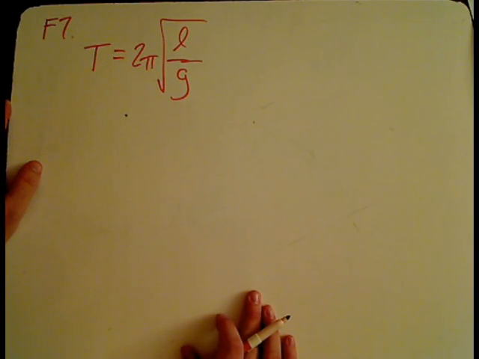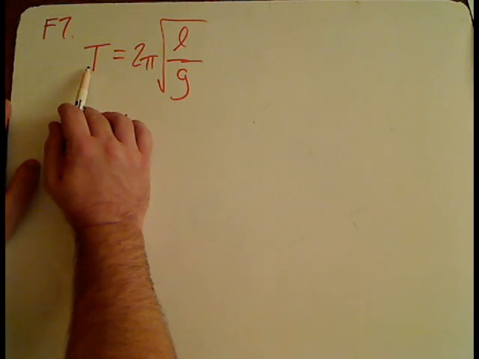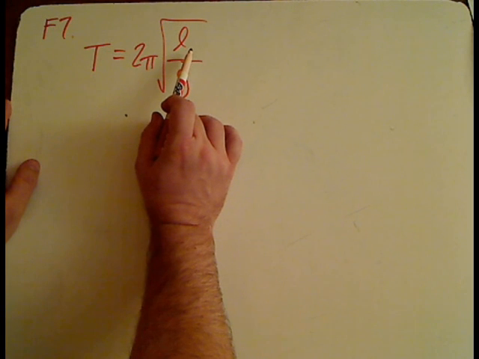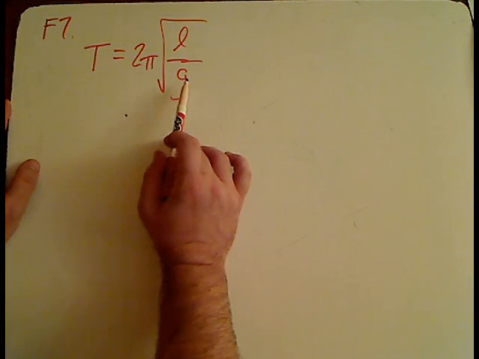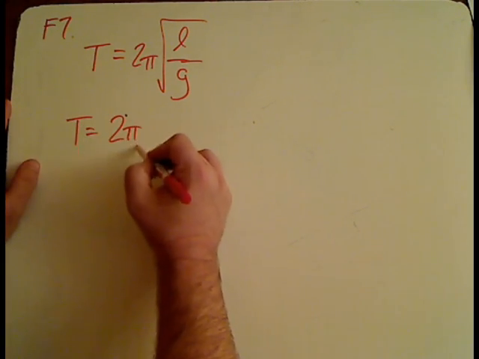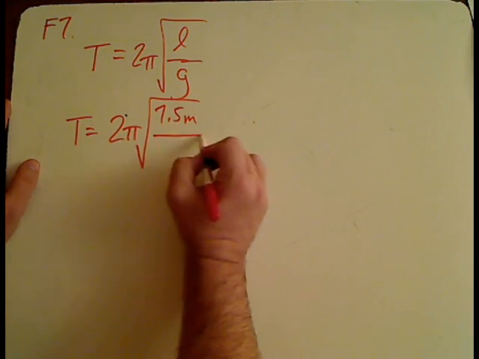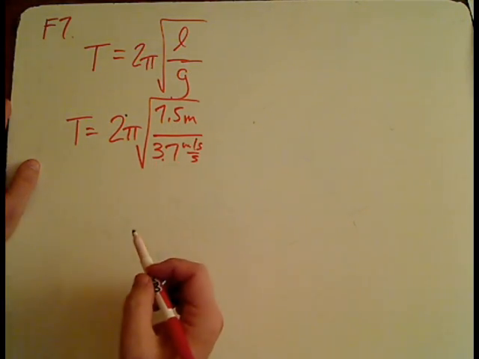F7 is asking about the period of the pendulum, so we're trying to solve for this. We know 2, we know pi. The L is given to us in problem F3, that's 7.5 meters. And the g is going to be 3.7 meters per second squared. So here we go: 2 pi square root of 7.5 meters over 3.7 meters per second squared.